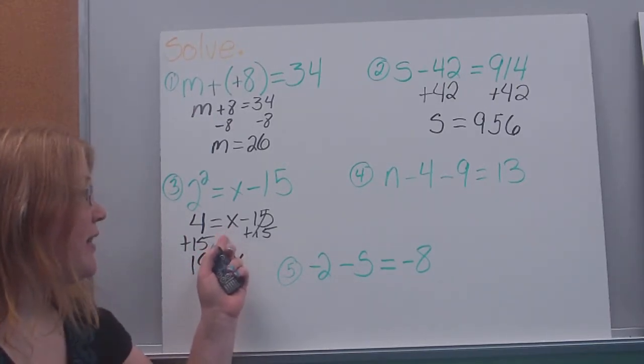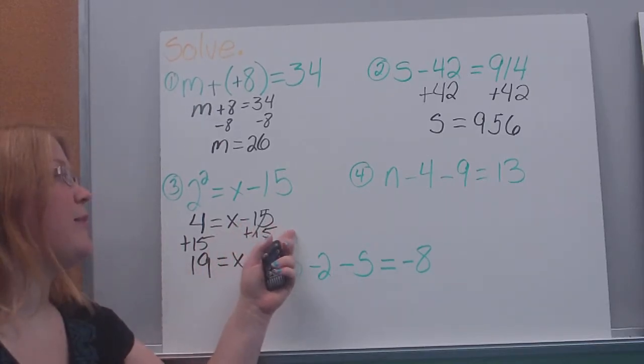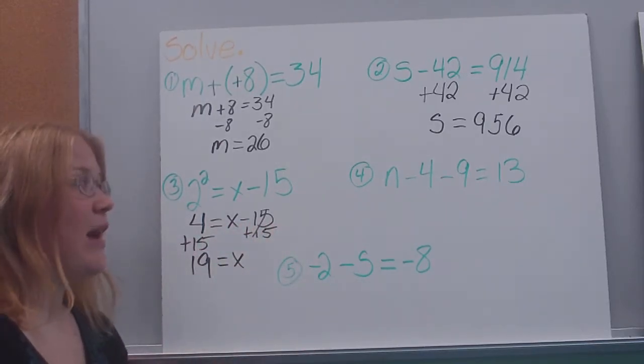And again, you can plug it back in there and do your subtraction to make sure you're right. 19 minus 15 gives me 4. It checks out. That one is correct.